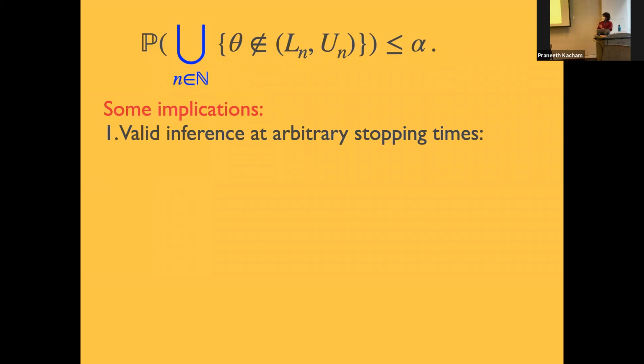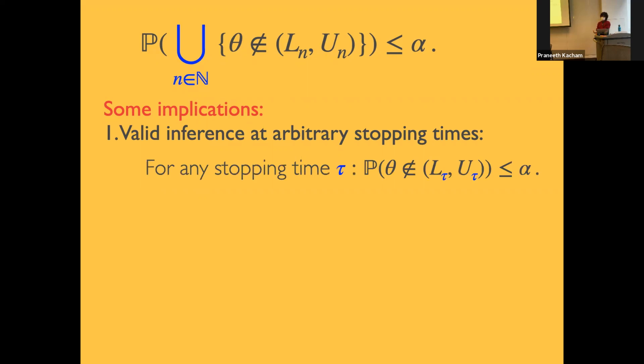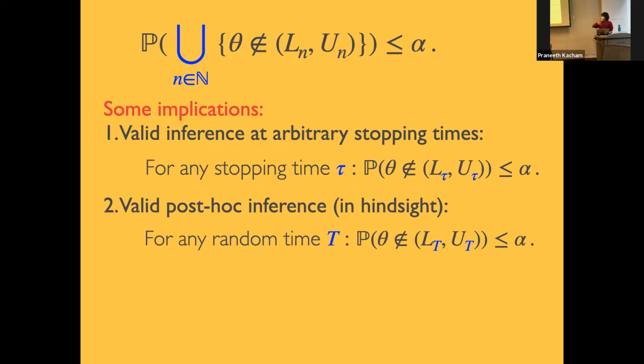Some implications of this kind of guarantee is that it allows for valid inference at stopping times. For arbitrary stopping times tau, where a stopping time is when you look at the data and choose to stop adaptively, the probability that theta is not in [L_tau, U_tau] is at most alpha. This is not true for a confidence interval. For a confidence interval, you have to fix the sample size ahead of time. You cannot just check as you go along. You can't do that.